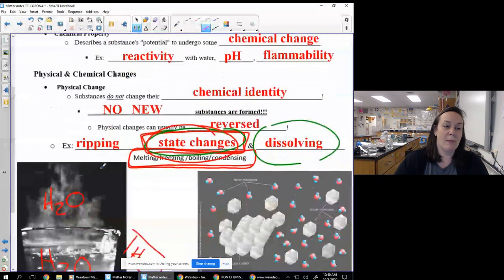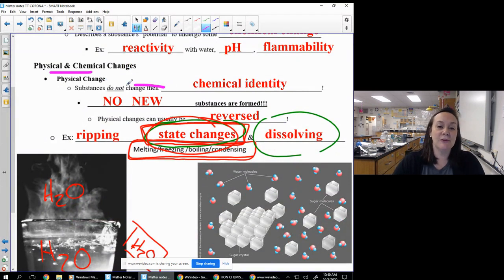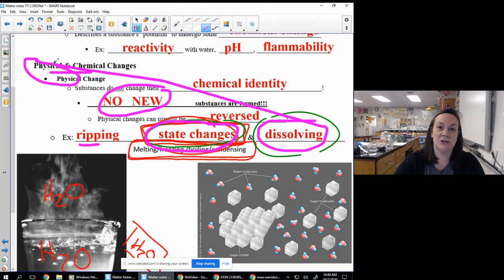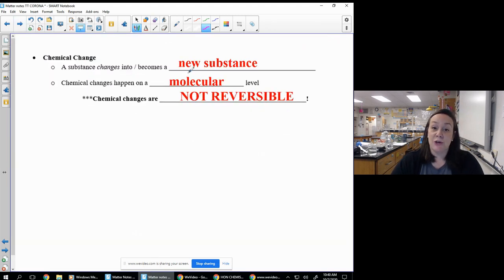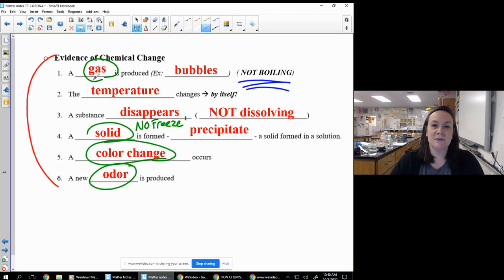Then we talked about remembering what physical and chemical changes were. In a physical change, you make nothing new. A couple of the common misconception ones are state changes and dissolving. Those are physical changes. Chemical changes are when you get something new. It happens at a molecular level and you really can't reverse it. Some evidence of chemical changes is if you see a gas produced, temperature change by itself, if something disappears, if a solid is formed, if you have a color change, or if there is an odor present, you're probably looking at a chemical change.